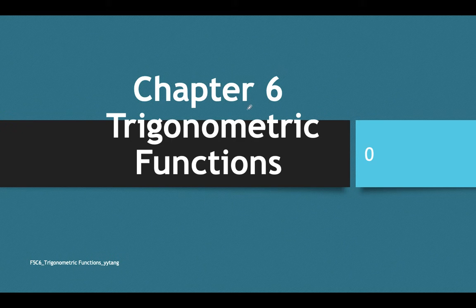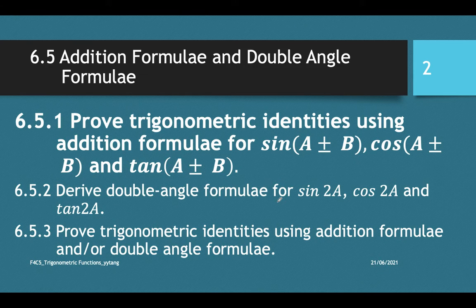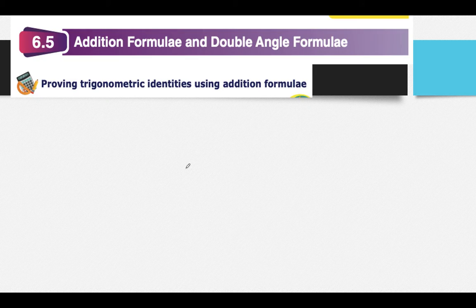On Form 5 Additional Mathematics, Chapter 6, Trigonometric Functions. So today we will continue 6.5 Addition Formula and Double Angle Formula. 6.5.1 Prove trigonometric identities using addition formula for sine, cos, and tangent.